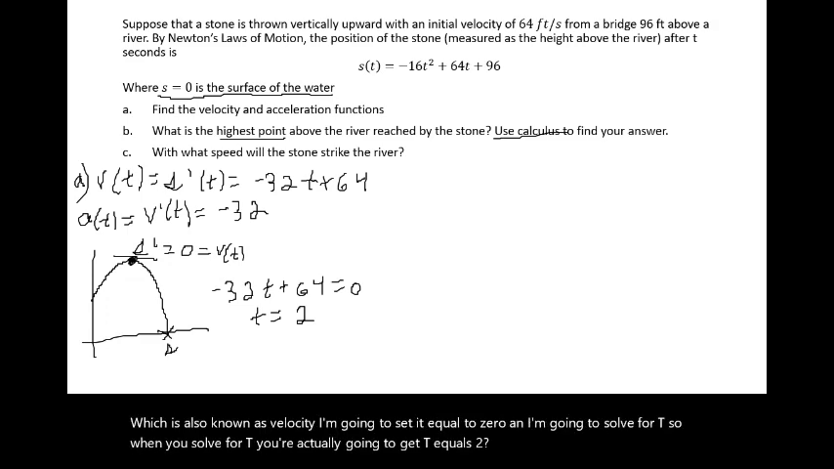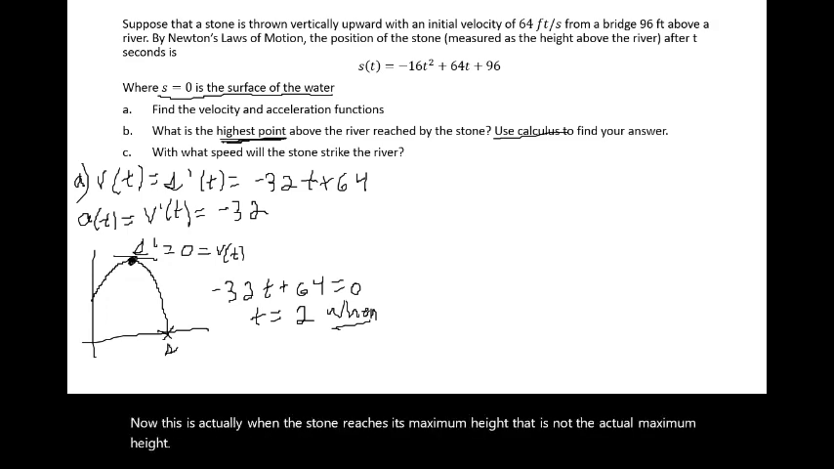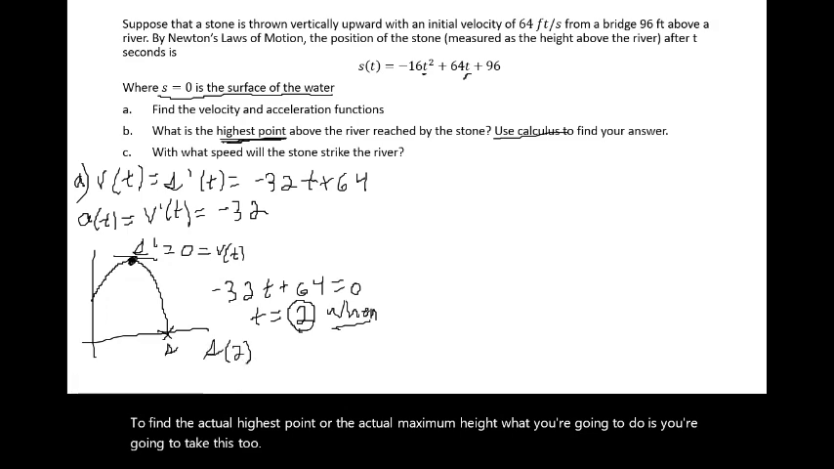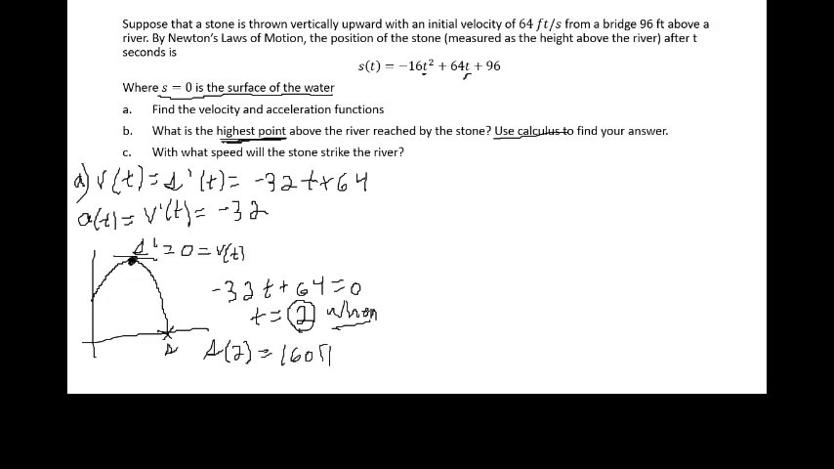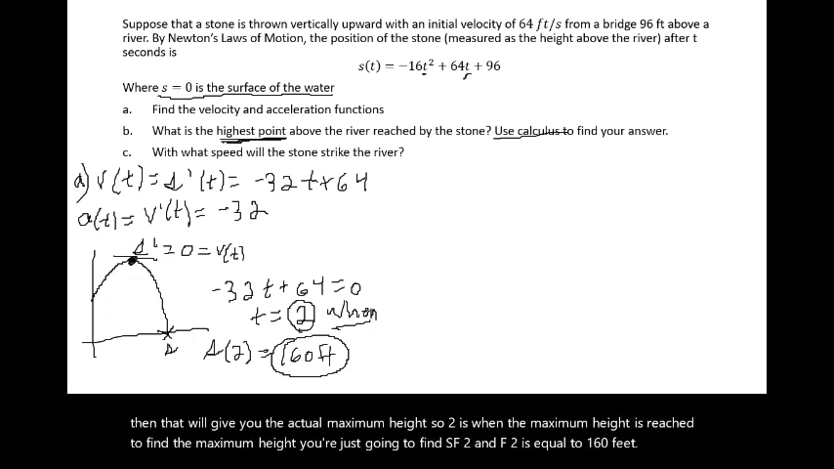Now, this is actually when the stone reaches its maximum height. That is not the actual maximum height. To find the actual highest point, you're going to take this 2 and plug it into the position function everywhere that you see a t, and that will give you the actual maximum height. So 2 is when the maximum height is reached. To find the maximum height, you're just going to find s of 2, and s of 2 is equal to 160 feet. So the stone's maximum height is 160 feet.